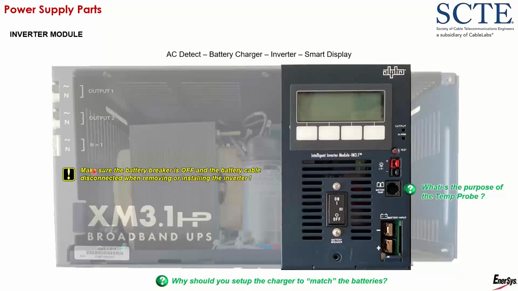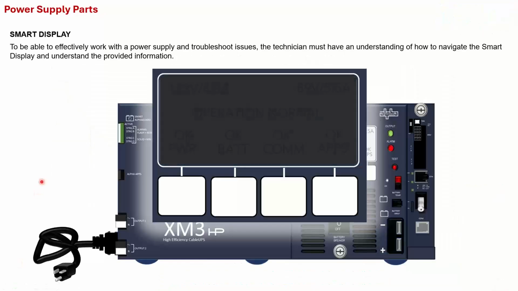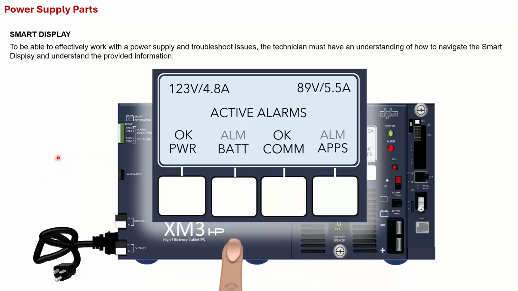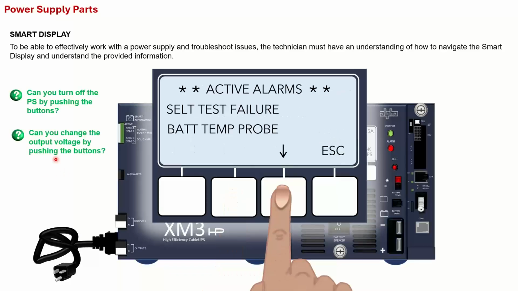I also have a note over here too. Make sure the battery breaker is off and the battery cables are disconnected when you are removing or installing the inverter. So don't have the batteries connected to the inverter when you're pulling it out or pushing it in. The smart display. So some smart displays go inactive when you're not using them. You have to push the button to start them up. But it's really important that you understand how your smart display works. So, look at the manual or push the buttons.